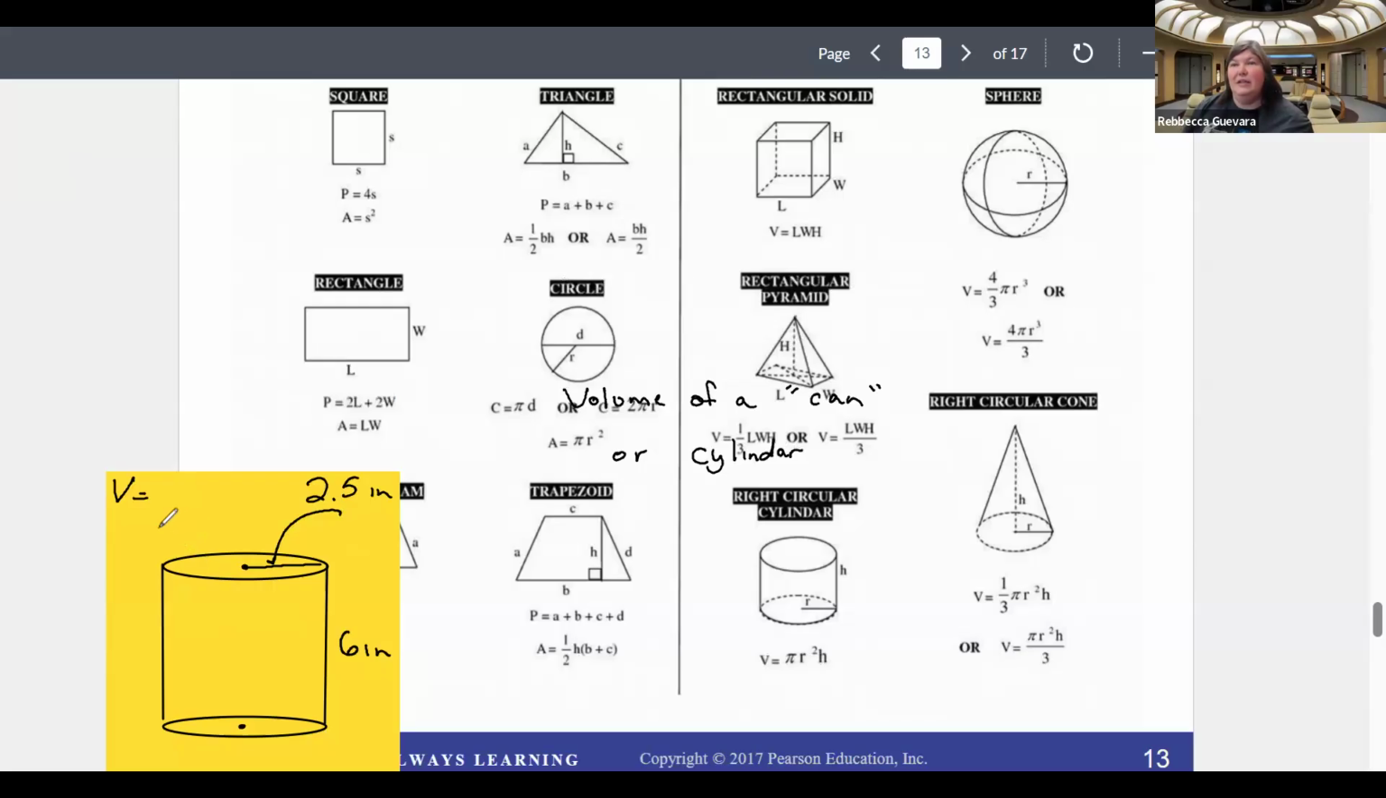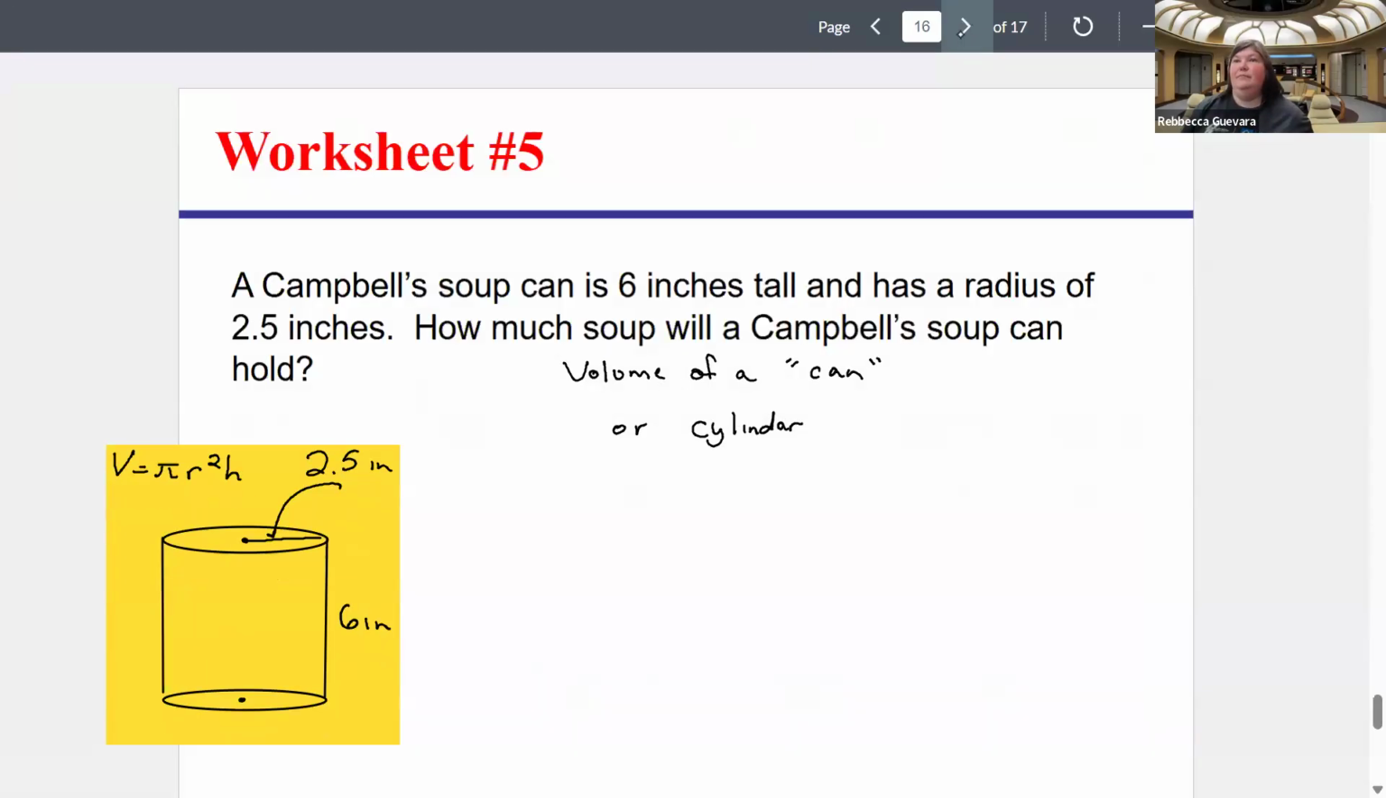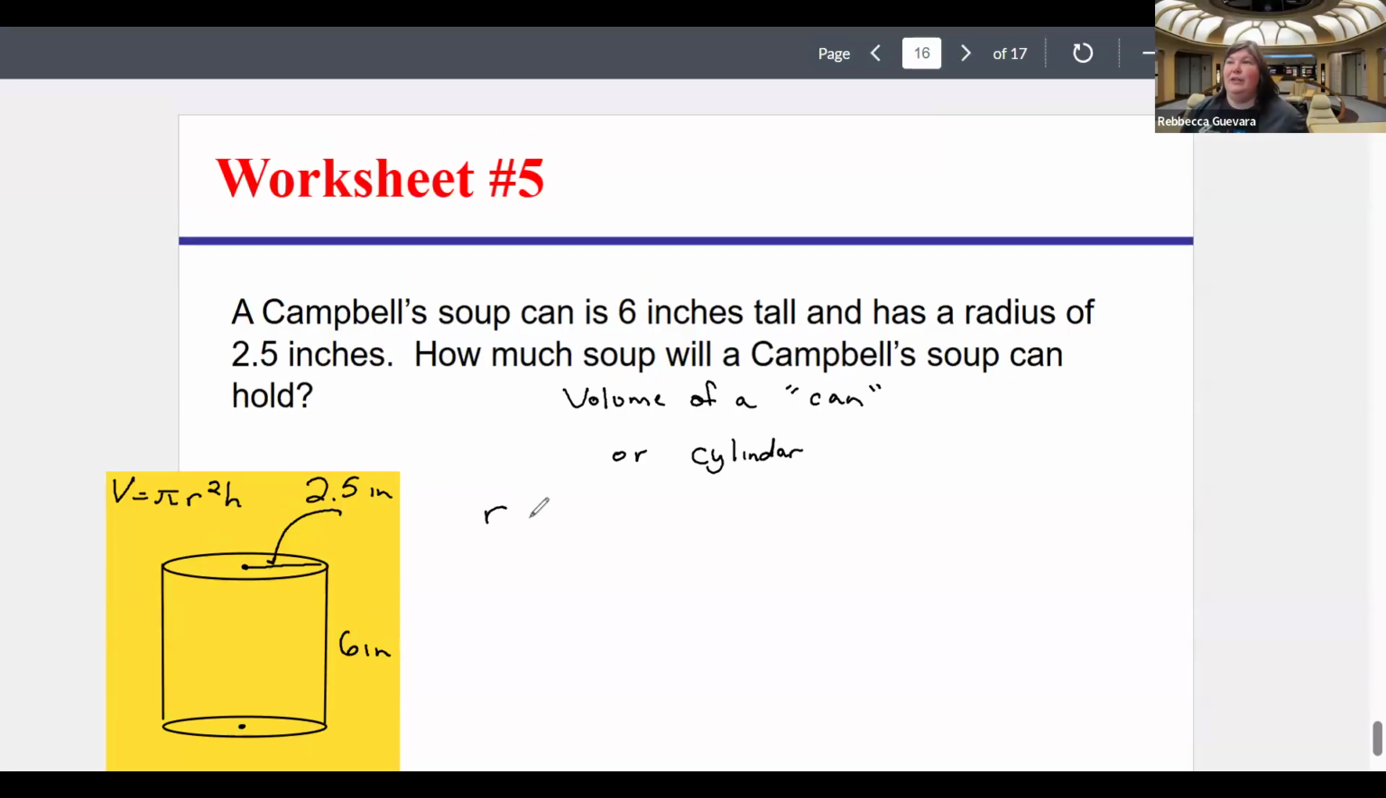The volume, there we go, is pi r squared h. So we're assuming that this is radius, this is height. Looking at this formula, we're told that the radius, or our r, should be 2.5. We are told that our height, our h, should be 6.